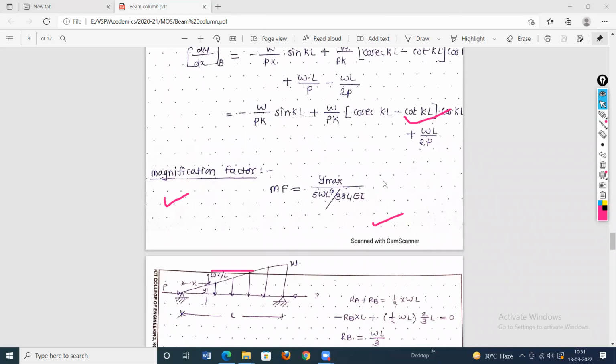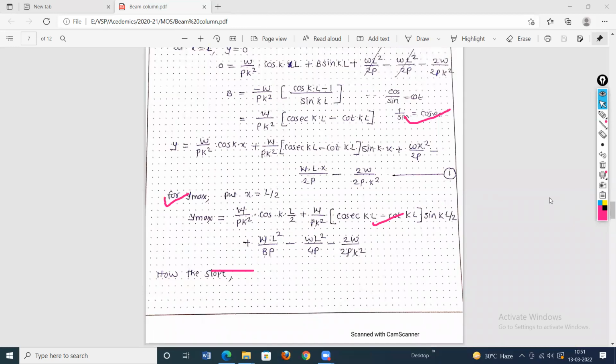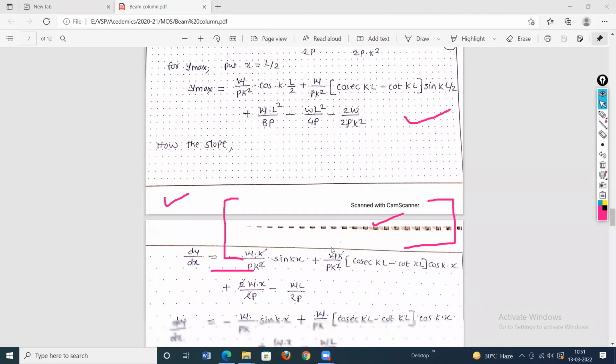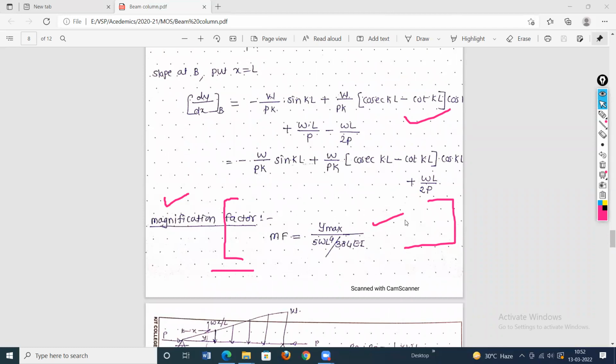Then the magnification factor. The magnification factor is equal to y maximum, where y maximum is this particular term, divided by the maximum deflection in the case of the beam. It is a standard case: simply supported beam with UDL, so the maximum deflection will be 5WL raised to 4 divided by 384 EI. So this will give the magnification factor.